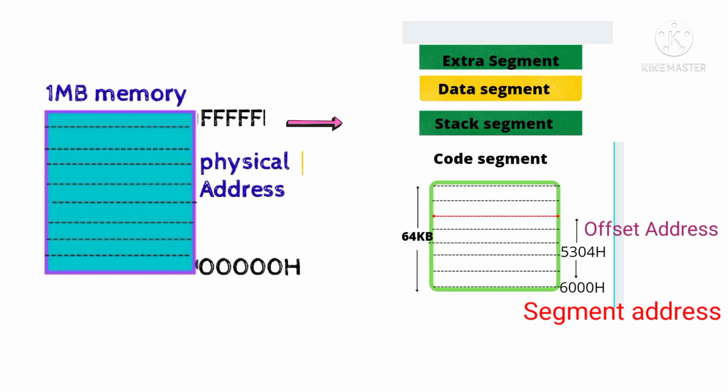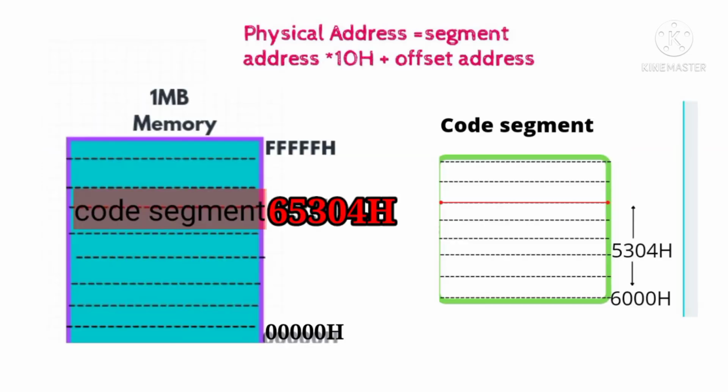So far we have studied about three addresses: physical address, segment address, and offset address. Physical address is the actual address of the memory. But this memory is segmented, so each segment is having a starting address that is called segment address. From that starting address, how much we have to move to get the content of a particular location is called offset address. Let's see the relation and uses of these addresses.